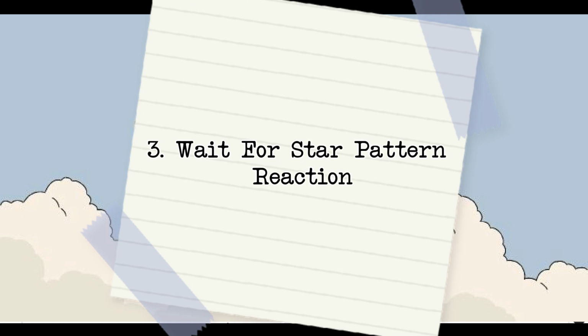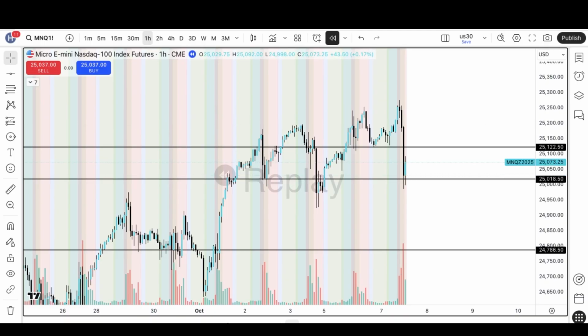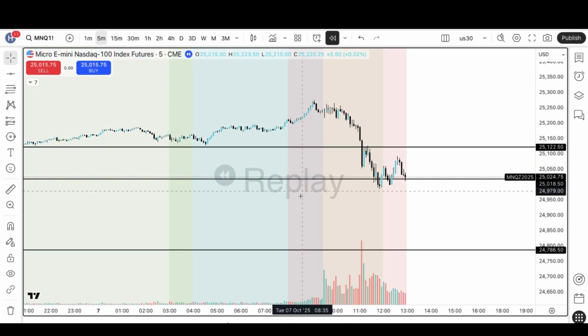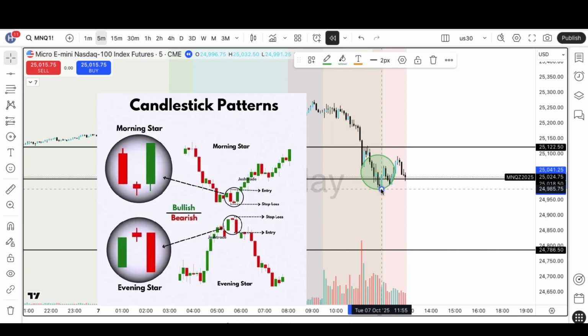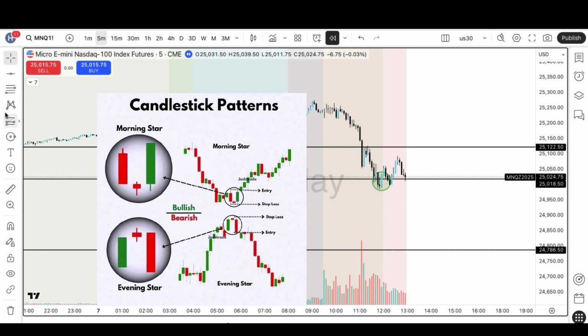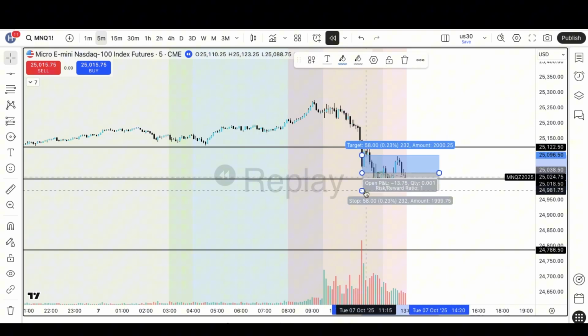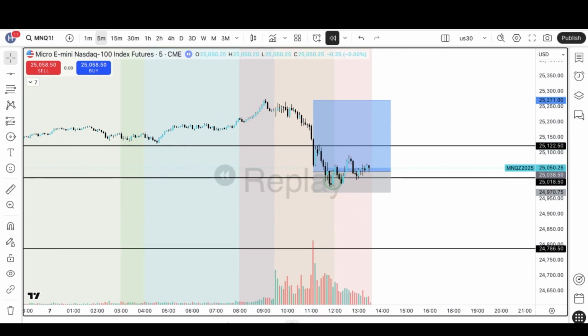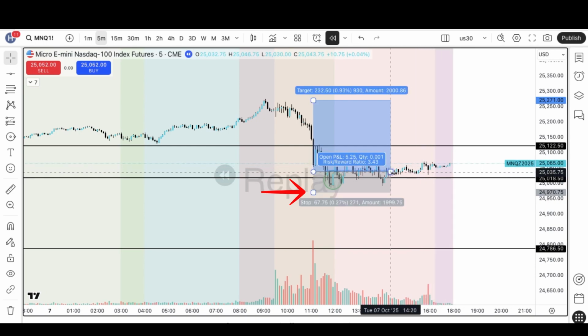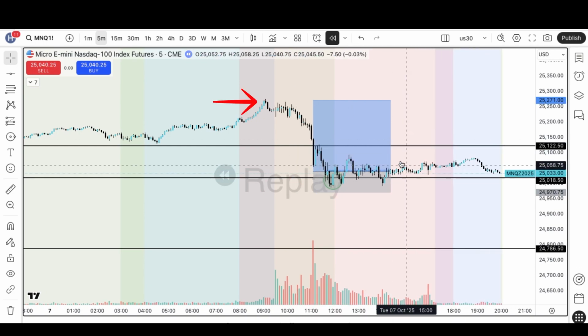Okay, for the last step, you want to see price come down into one of your levels and have a reaction. For this strategy, we want to see a star pattern reaction. If you don't know what a star pattern is, you can just Google it and you'll see exactly what I'm talking about. So this is a morning star pattern, and I like entering on the 5-minute. You can enter on a higher time frame and have a higher probability trade. You're going to want to put your stops right below the pattern and target the previous swing high.